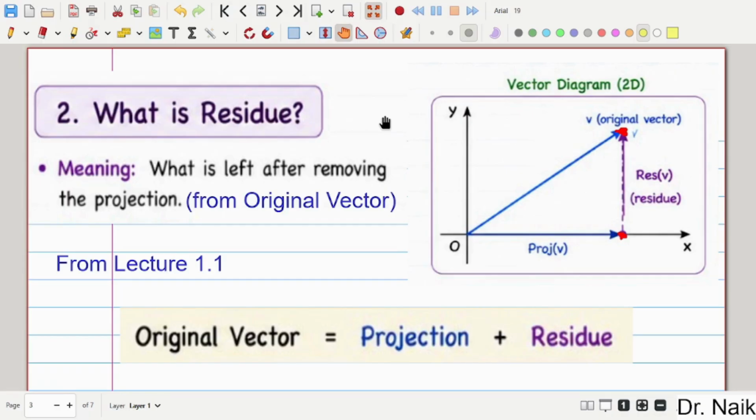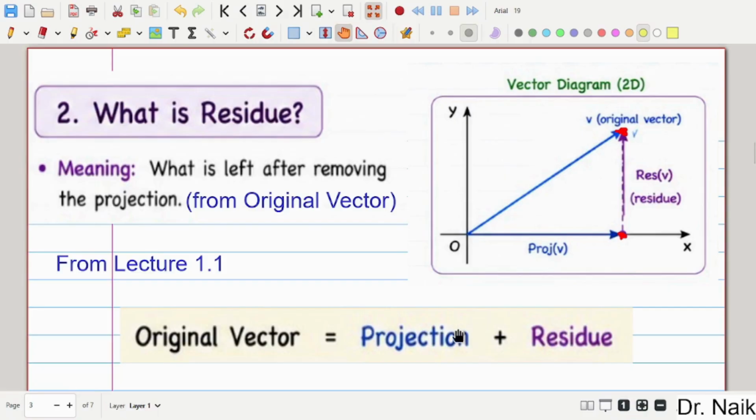From our previous video, we understand that residue means what is left after removing the projection from the original vector. Look at the diagram. V is our original vector and this line along the x-axis is our projection of V on the x-axis, and this perpendicular line means the residue. So we learn that the residue means information loss.